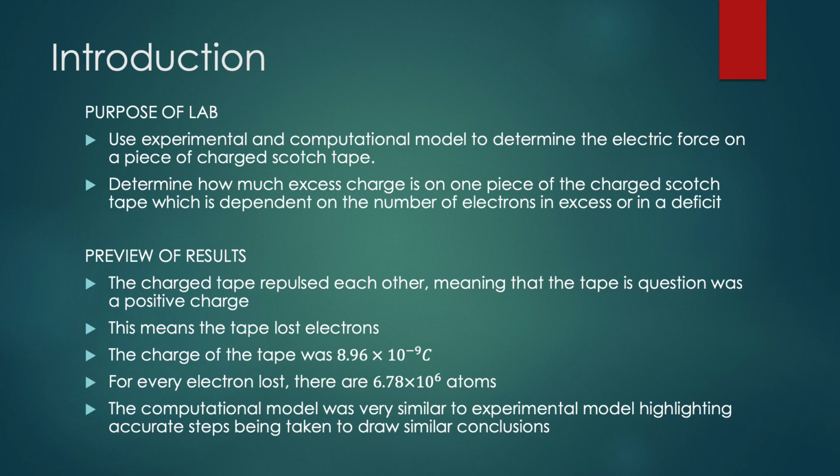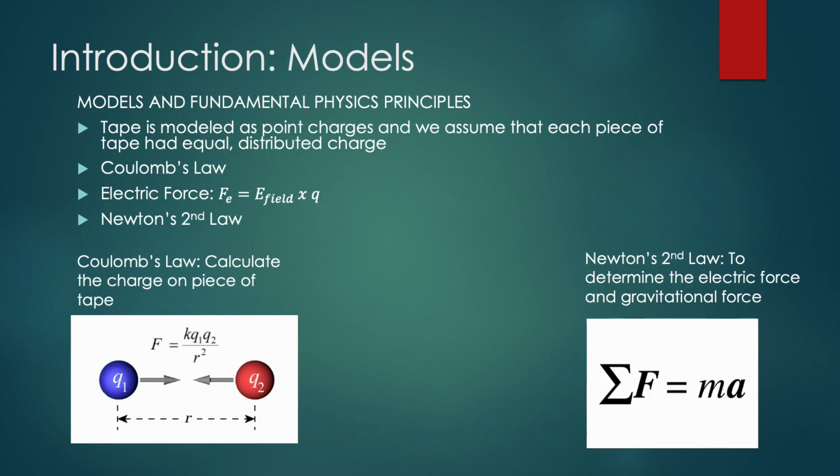For some previews of the results, the charged tapes repelled each other, meaning that the tape in question was positively charged, which means it lost electrons. The charge of the tape was 8.96 times 10 to the negative 9 coulombs, and for every electron lost, I found that there are 6.78 times 10 to the 6 atoms. Also, the computational model was very similar to the experimental model, which will be talked about later on.